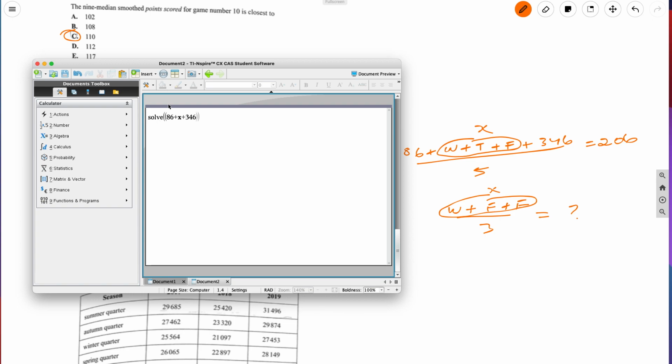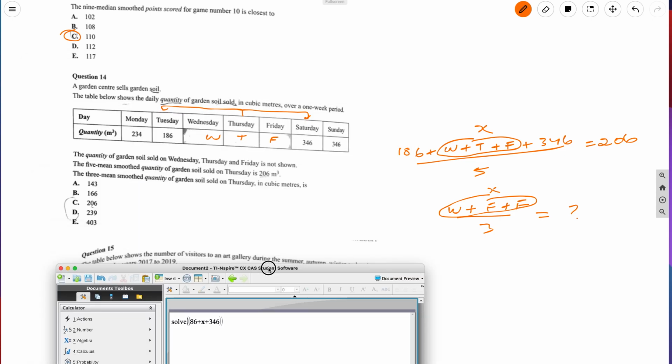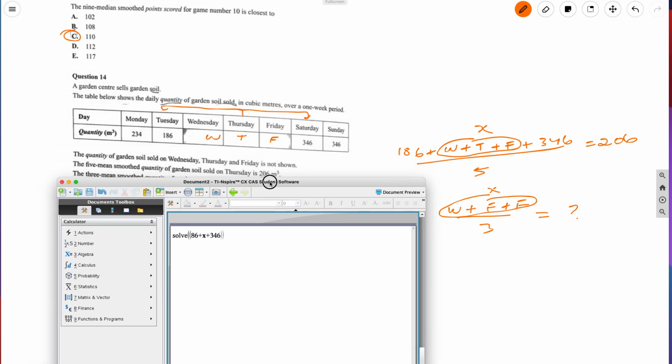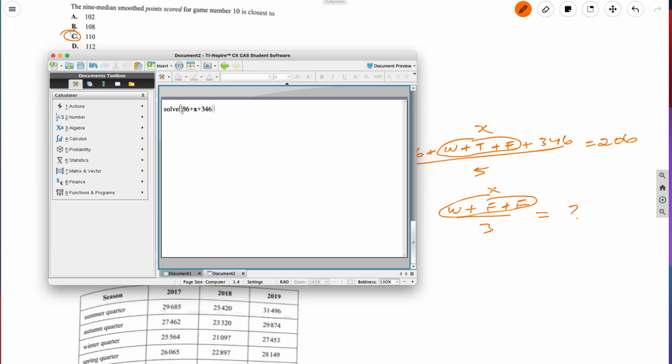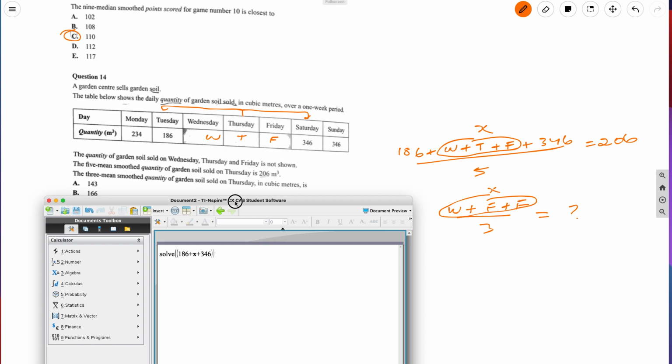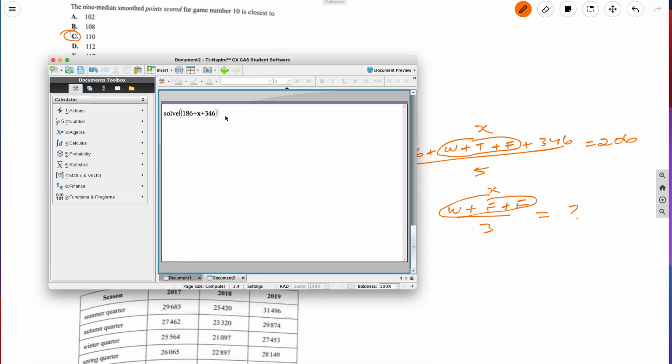Was that the number? Seems quite high. Yeah, it was. Okay. Oh, 186. That's why. 186. Yep. Plus that, and so on, divided by 5. Oh, what's it done? Divided by 5 is equal to 206. And then solve for X.